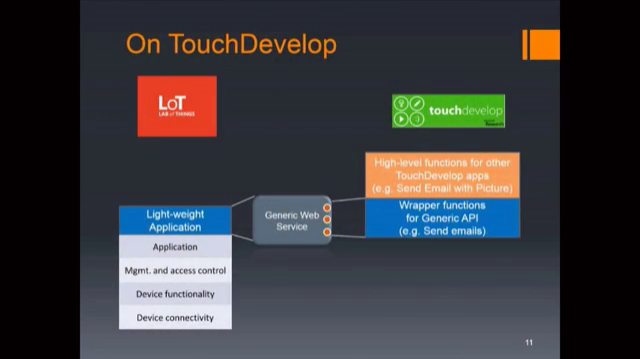Okay, for each function call that the generic web service provides, there should be at least one function on the TouchDevelop side to wrap the input parameters from the end user. So for example, sending emails is one functionality that is provided by the generic web service. And of course, there is something on the TouchDevelop side that does sending emails. It accepts the user inputs and makes the right function call.